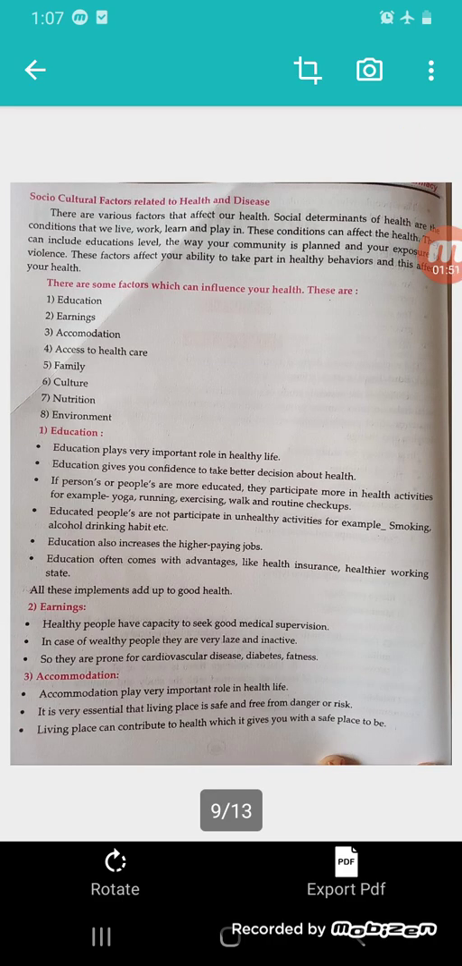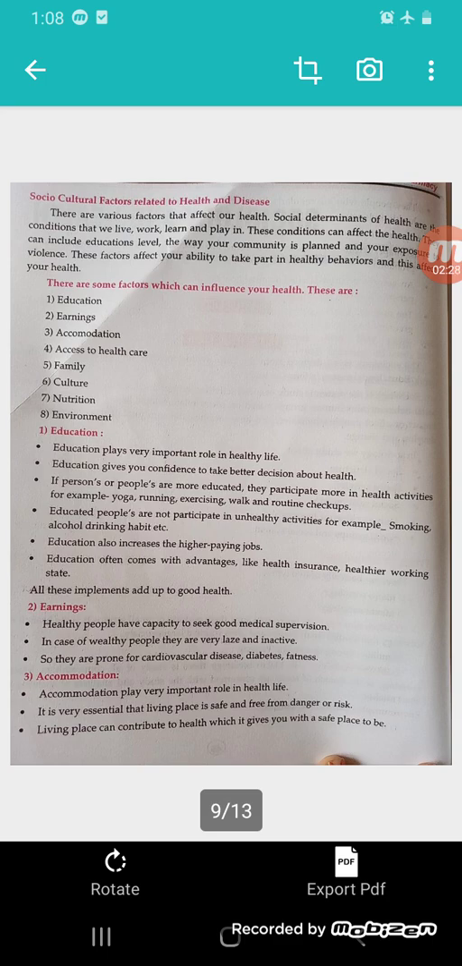Coming to socio-cultural factors related to health and disease. There are various factors that affect our health. Social determinants of health are the conditions that we live, work, learn and play in. These conditions can affect health. Some factors which influence our health are education, earning, accommodation, access to healthcare, family, culture, nutrition and environment.